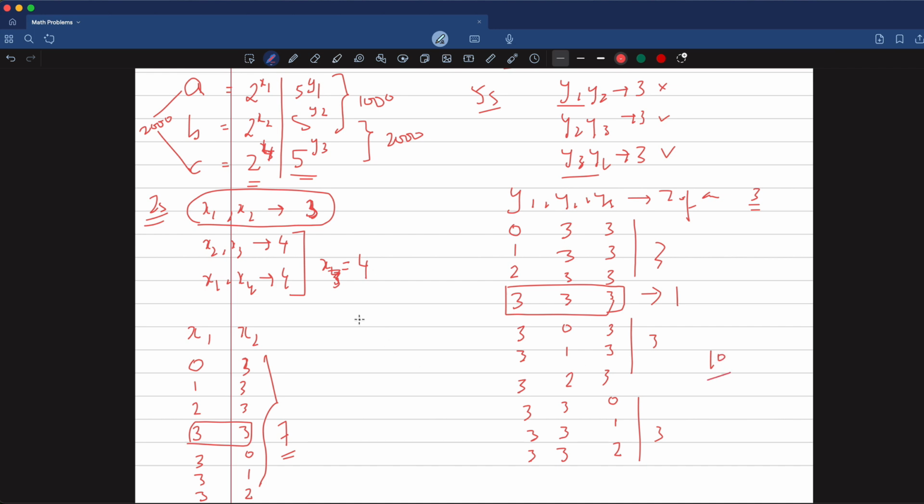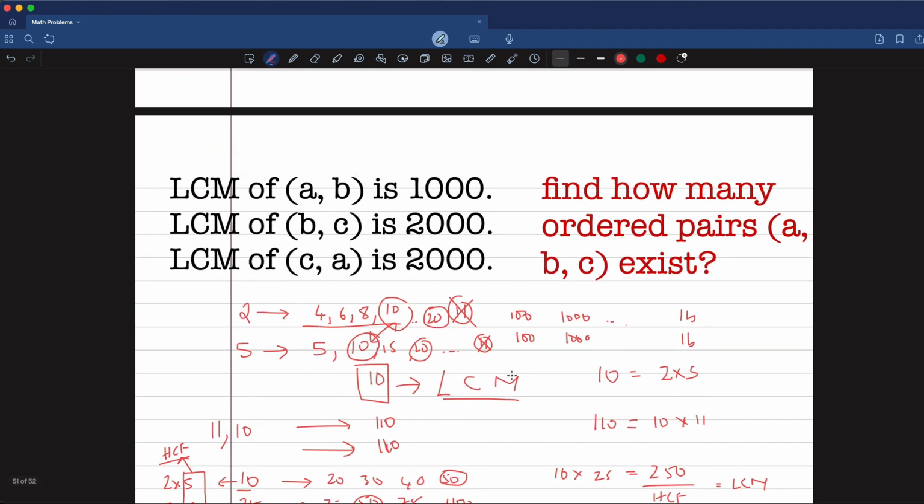So now, in order to find how many ordered pairs A, B, C exist, how many three numbers exist such that the LCM is under this given condition, can be determined by multiplying the two, which is 70. So that's the answer to our question.